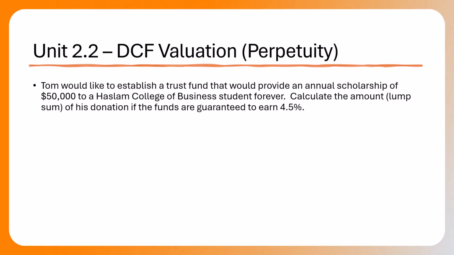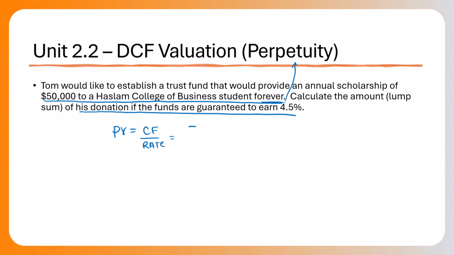Okay, last question. Tom would like to establish a trust fund that would provide an annual scholarship of $50,000 to a Haslam College of Business student forever. Calculate the amount or the lump sum value of his donation if the funds are guaranteed to earn 4.5%. Again, the word forever tells me it's a perpetuity. We know our perpetuity formula is just the cash flow divided by the rate. In this problem, the cash flow that he wants to be paid out is $50,000 for a scholarship. Those funds can earn in perpetuity 4.5%. How much must he deposit today?